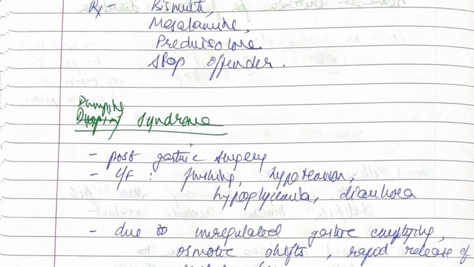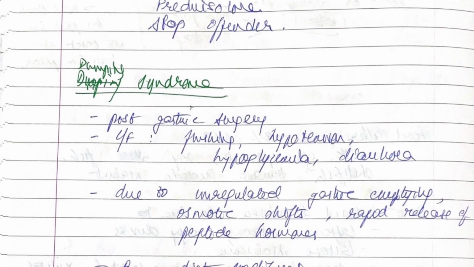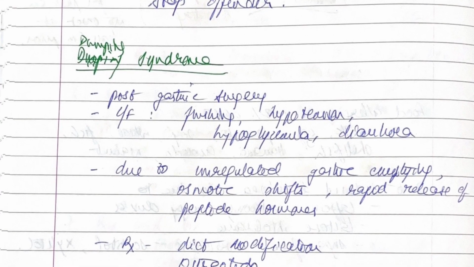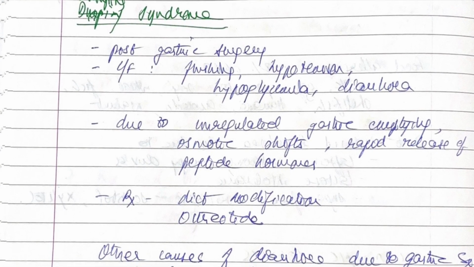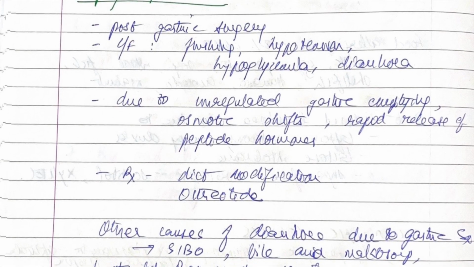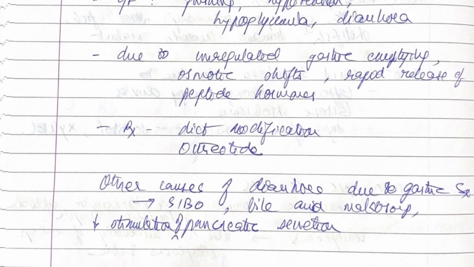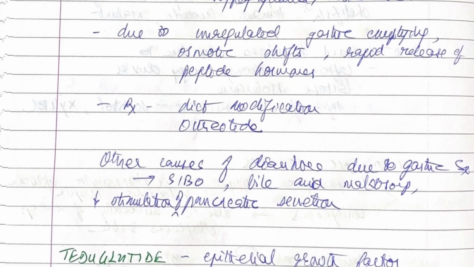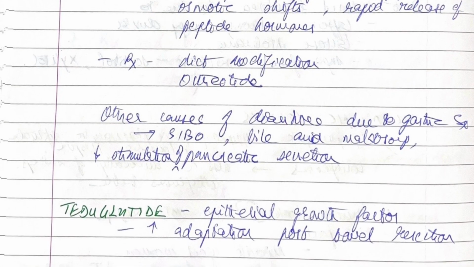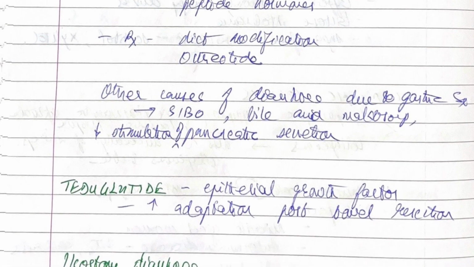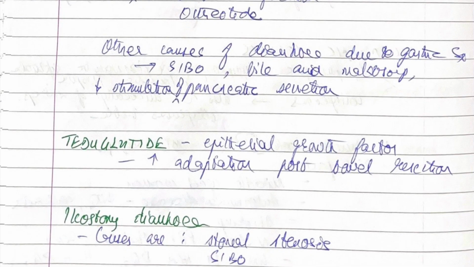Dumping syndrome. This is post-gastric surgery. The clinical features are flushing, hypotension, hypoglycemia, and diarrhea soon after a meal. It's due to unregulated gastric emptying, osmotic shifts, and a rapid release of peptide hormones. The treatment includes diet modification and the use of octreotide. Other causes of diarrhea due to gastric surgery include SIBO, bile acid malabsorption, and decreased stimulation of pancreatic secretion. Teduglutide is an epithelial growth factor which helps in adaptation post-bowel resection.